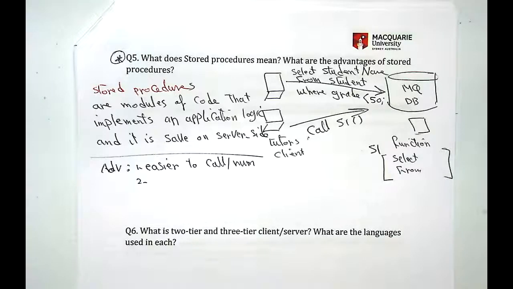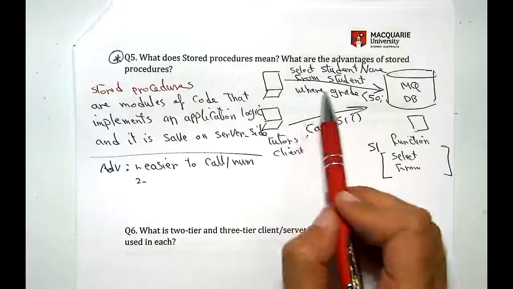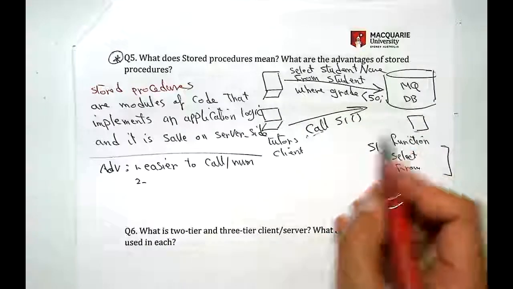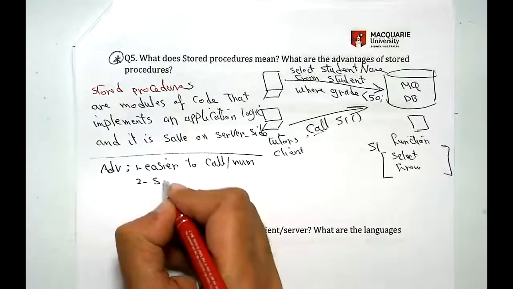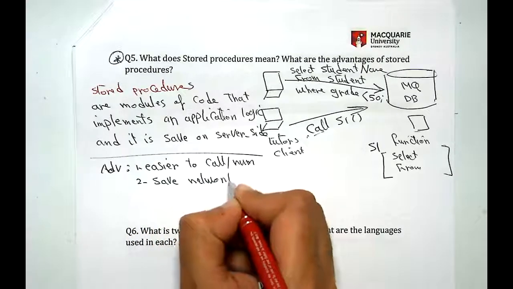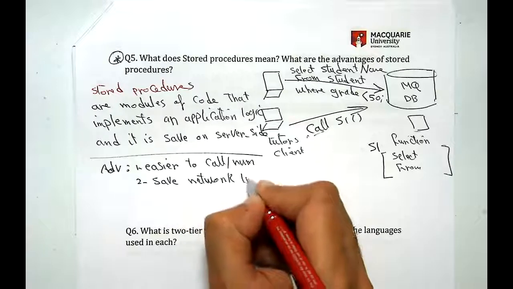Okay. Regarding network traffic, does it need more traffic or less traffic? Less. So I don't have to send this query 1,000 times. I will just call it. That's it. So it saves network traffic.